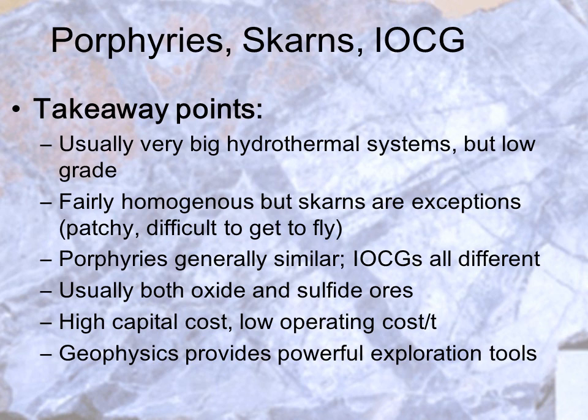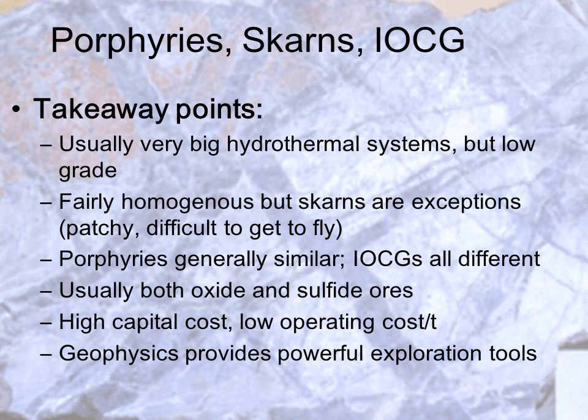So that is a quick summary of porphyries, skarns and IOCG deposits. So what are the key points we need to remember about porphyry, skarns and IOCG deposits? Well, firstly, porphyries and IOCGs are generally very large but low grade. Skarns do not necessarily have the same characteristics.